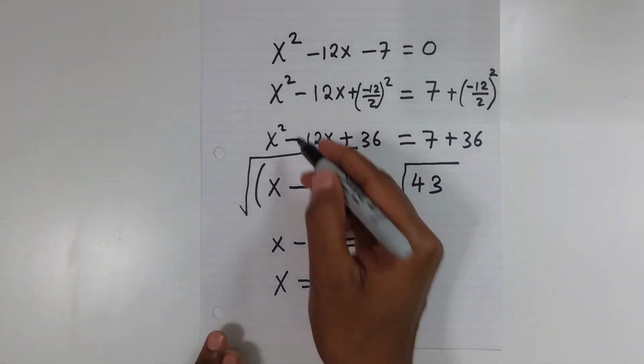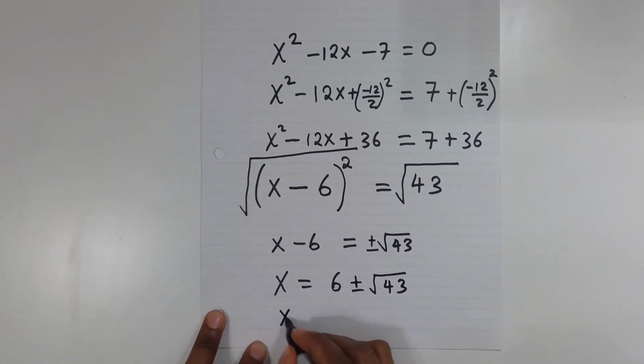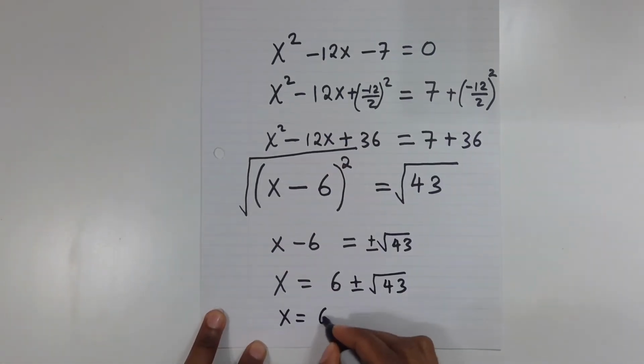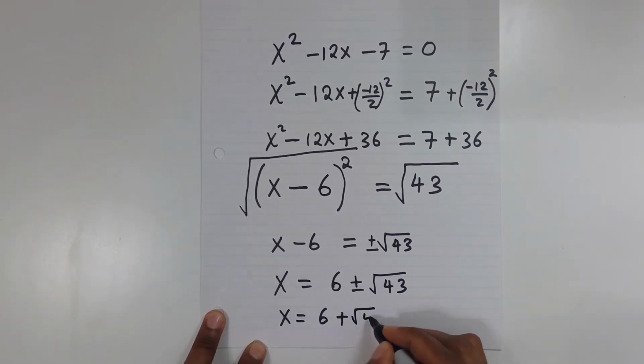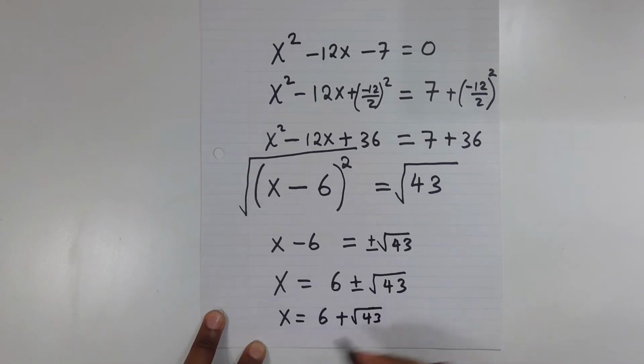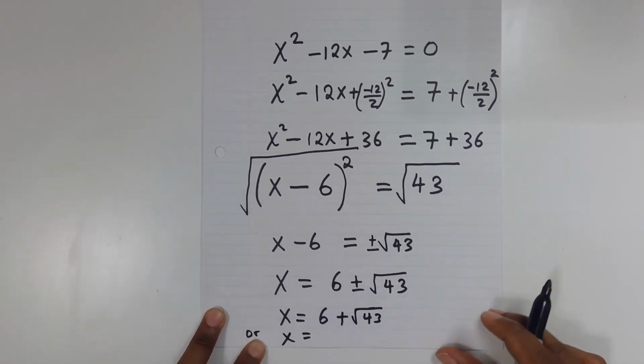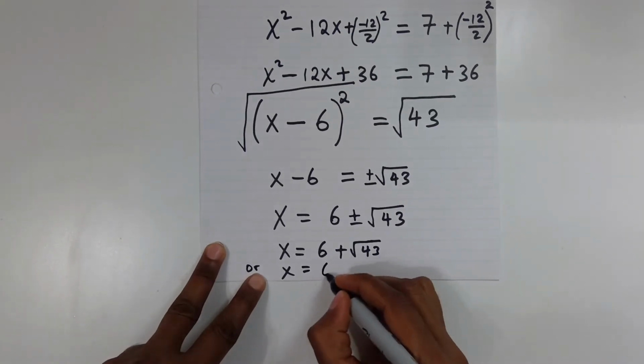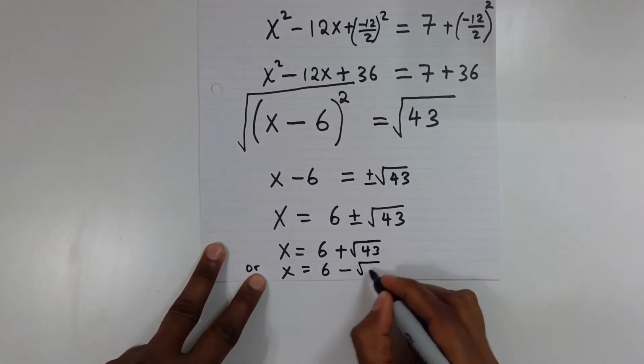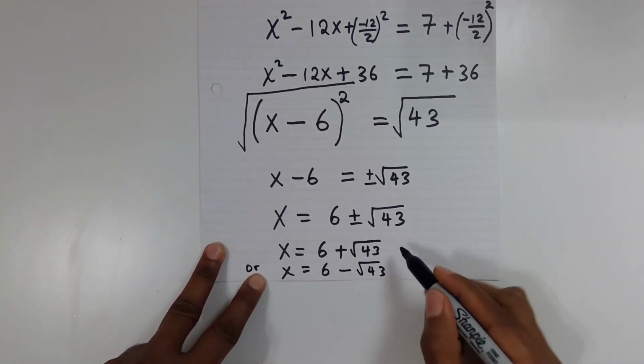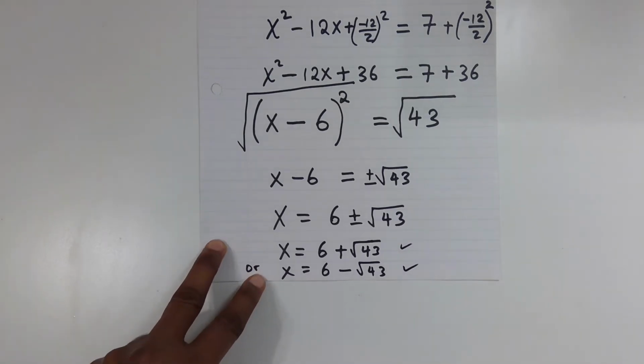This will always give you two solutions, where one is x equals 6 plus the square root of 43, or x equals 6 minus the square root of 43. So those will be the two solutions for this equation.